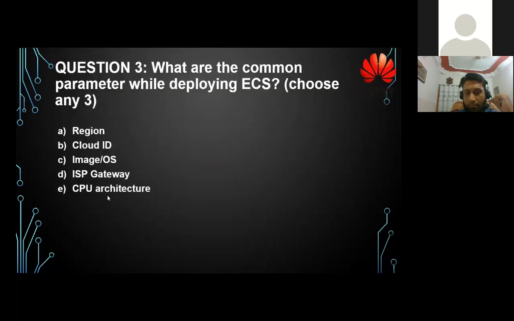And the third question is very important because it is directly related to ECS. The question is, what are the common parameters while deploying ECS? Like, which options you need to select when you are deploying an ECS service on Huawei Cloud. It could be region, cloud ID, image or OS, ISP gateway, or CPU architecture. There are 5 options, but you need to select only 3. In questions 1 and 2, you need to select only one answer. The first one is true or false, the second one is a simple fill in the blank, and the third one is a multiple answer. So these 3 questions are very easy and very related.